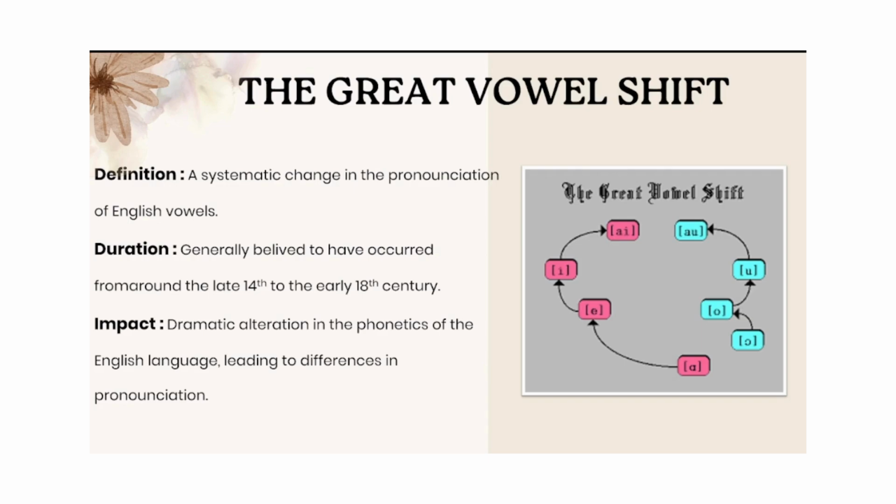One of the most important aspects of the Great Vowel Shift is its impact on the English language. The shift led to differences in pronunciation and spelling, as the pronunciation of certain vowels changed while the spelling remained the same. This has contributed to the irregularities in English spelling that we see today, where the same letter or combination of letters can be pronounced in different ways.